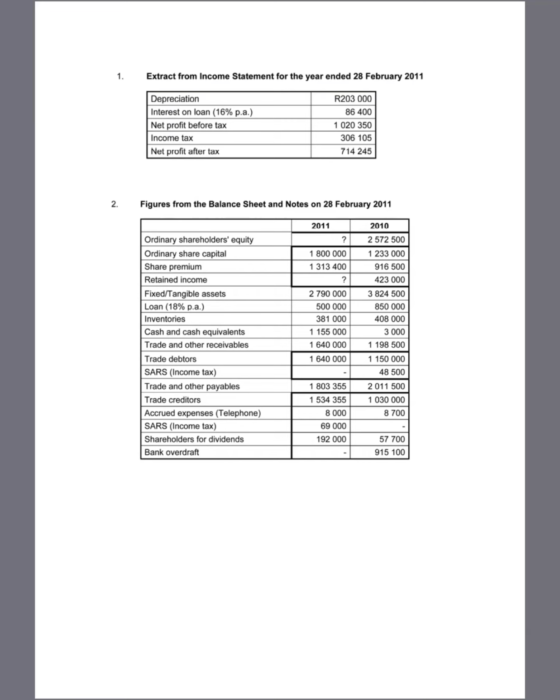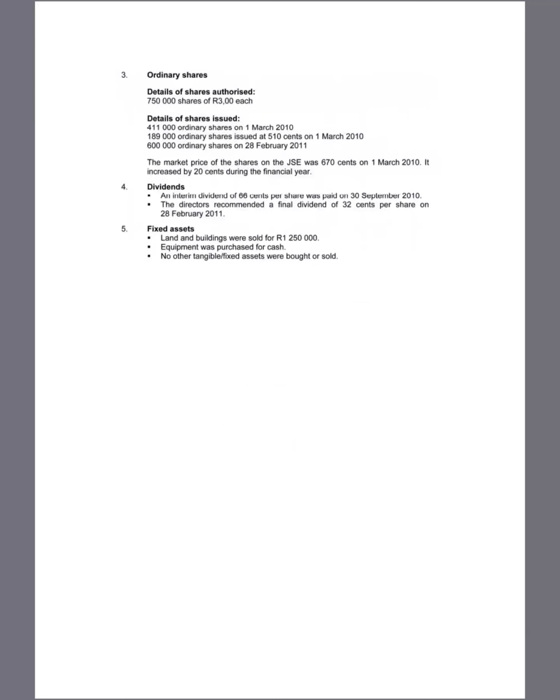And then let's go to my additional information and see if it says anything on my fixed assets. Oh, yes, it does. Note number 5. So what does it say? It says that I sold the land and building for 1,250,000, right? Yes. And what happens when I sell something? Does my bank become more or less?